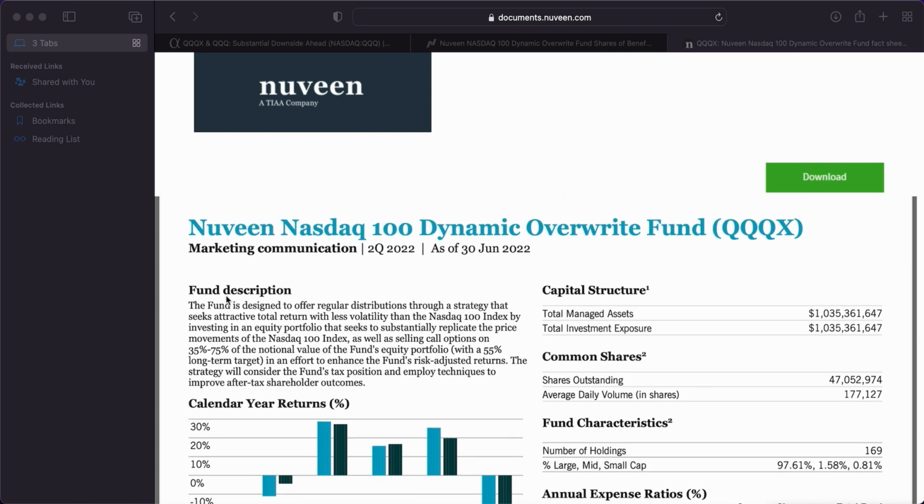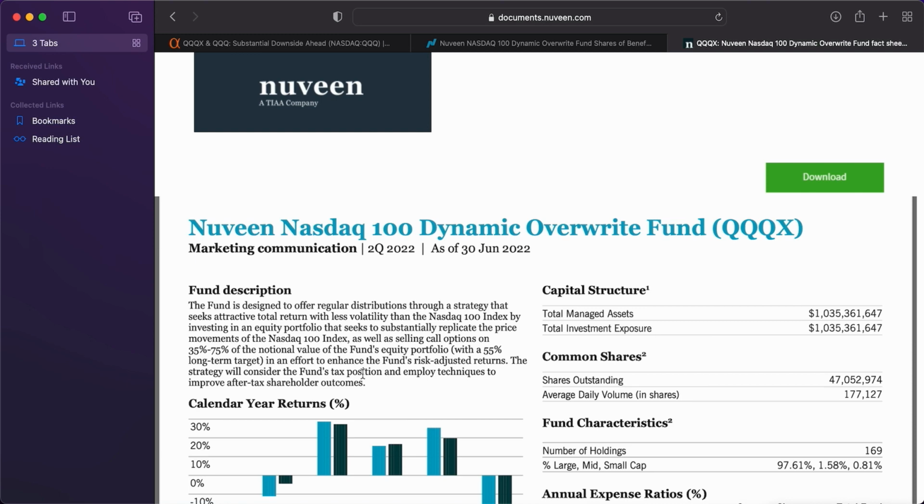And you'll see the fund description here. The first thing, this fund is designed to offer regular distributions through a strategy that seeks attractive total return with less volatility than the NASDAQ 100 index by investing in an equity portfolio that seeks to substantially replicate the price improvements of the NASDAQ 100 index, as well as selling call options on 35 to 75% of the notional value of the fund's equity portfolio with a 55% long-term target. In an effort to enhance the fund's risk-adjusted returns, the strategy will consider the fund's tax position and employ techniques to improve after-tax shareholder outcomes.